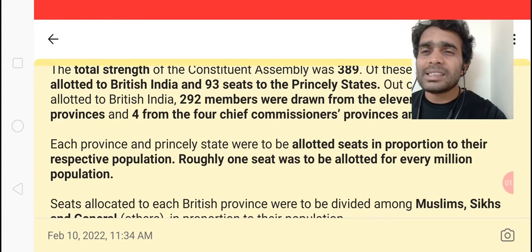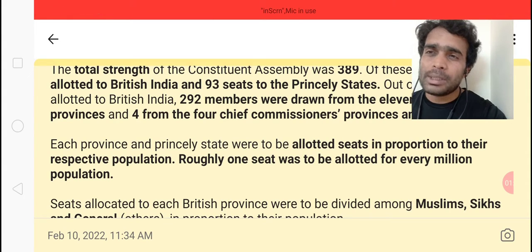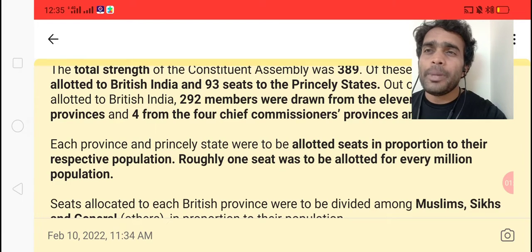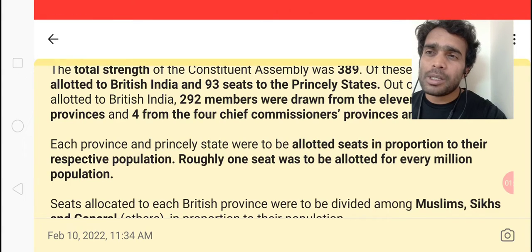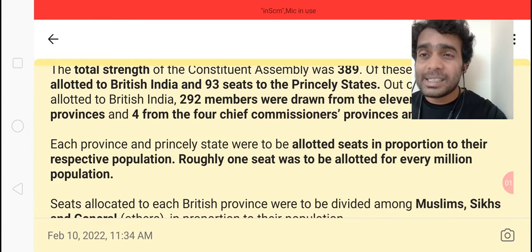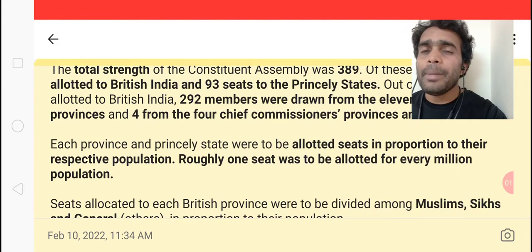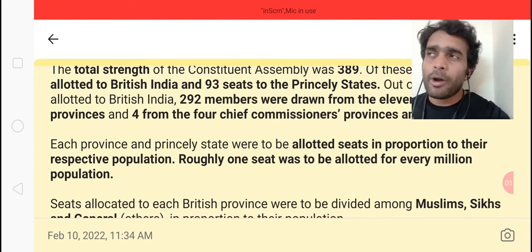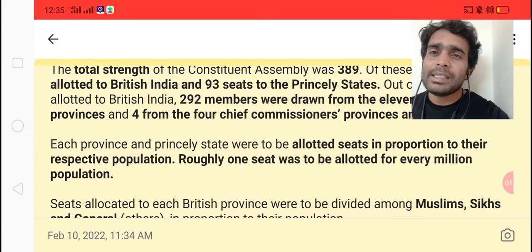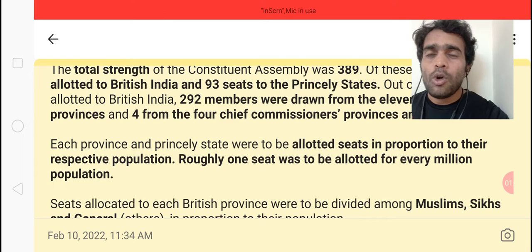So how were the seats allotted? Each province and princely state was to be allotted seats in proportion to its population. That is, roughly one seat was to be allotted for every million population. Let us take an example: there is a British Indian province A. It has a million population. So there will be only one representative from that British Indian province to the Constituent Assembly.